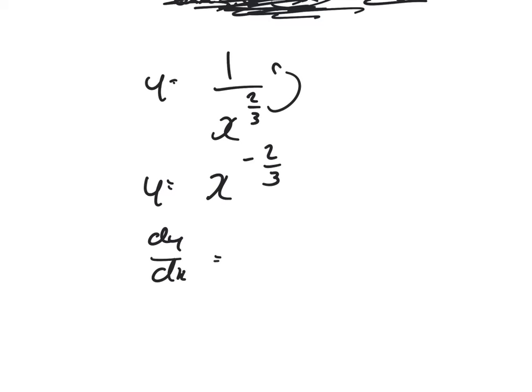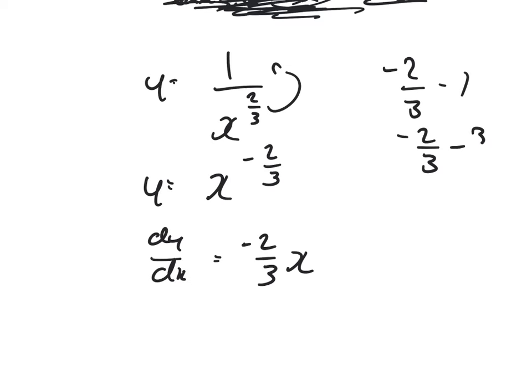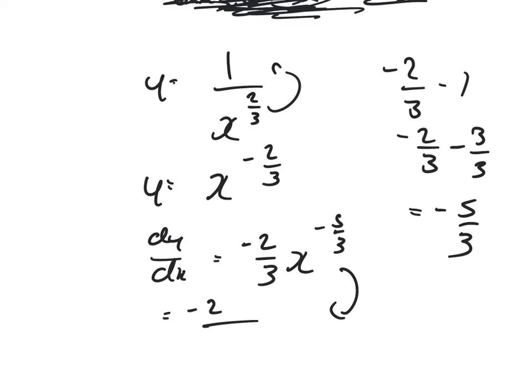Bring the power down, multiply, take 1 away from the power, minus 2/3 x to the, well, it's minus 2/3 take away 1, minus 2/3 take away 3/3, which is then minus 5/3. I can then bring the power back down, and that will be positive, so minus 2 over 3x to the positive 5/3. Finally, I can introduce the root symbol, so it'll be minus 2 over 3 lots of the cube root of x brought to the power 5.